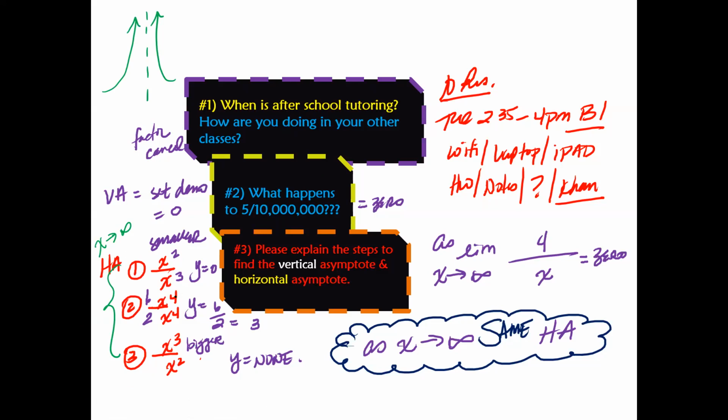Like we said before, if the exponents are exactly the same, you look at the leading coefficients. If the denominator exponent is greater than the numerator's, your y is equal to 0, and vice versa, then it is none or does not exist.